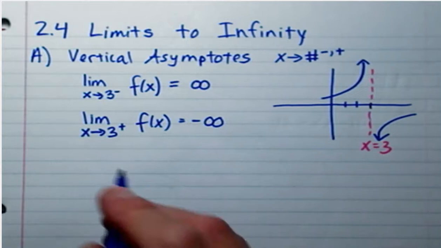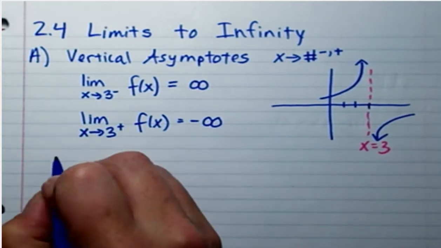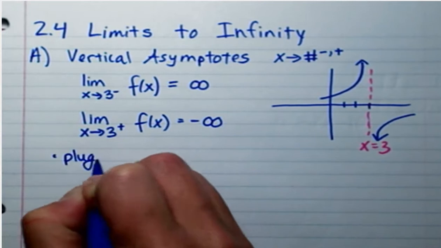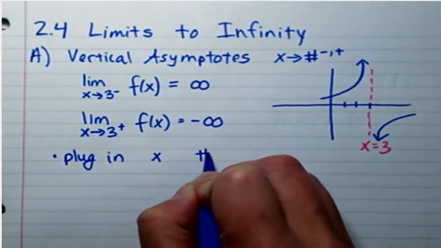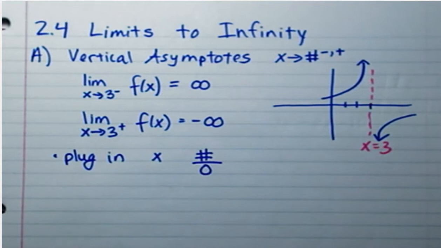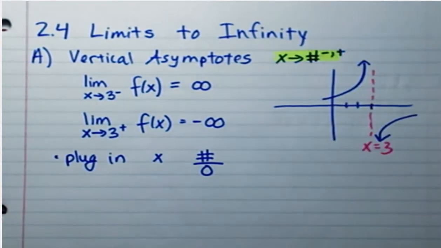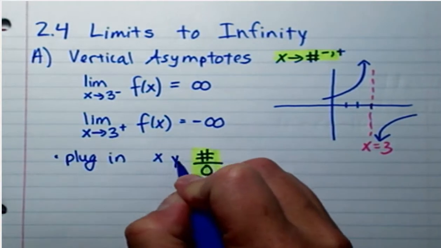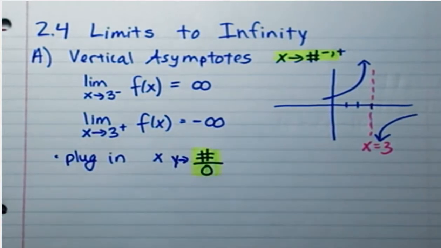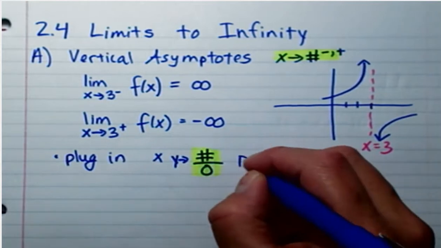How do you know that you have a vertical asymptote? Well, when you plug in x, you get a number over 0. Not 0 over 0. You get a number over 0. So we have something different happening, right? x is still approaching a number, but instead of getting a number out, you get this. y approaches that's undefined. That does not exist.